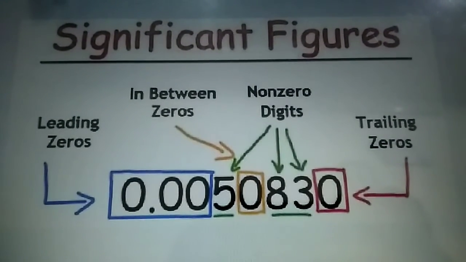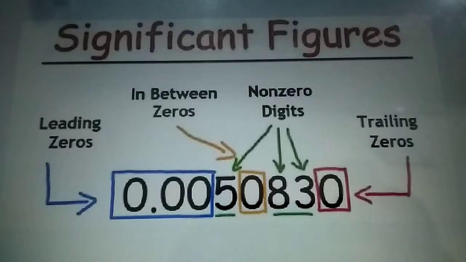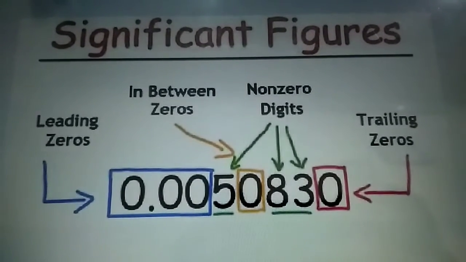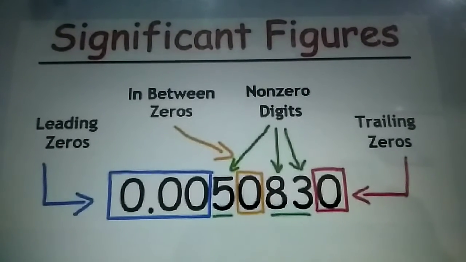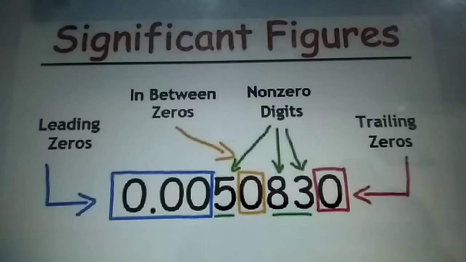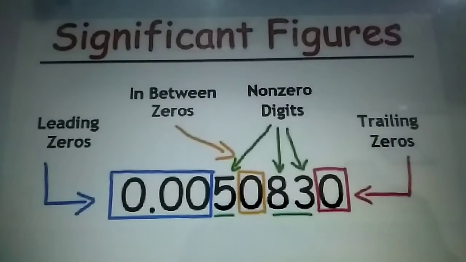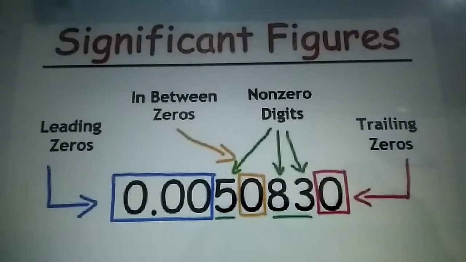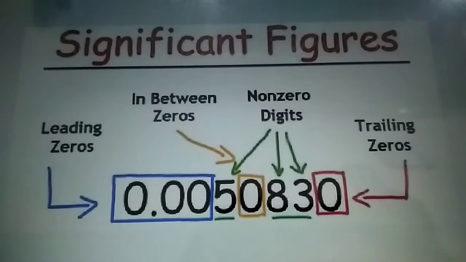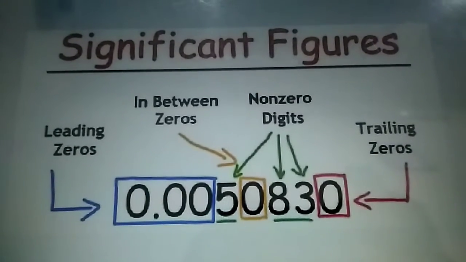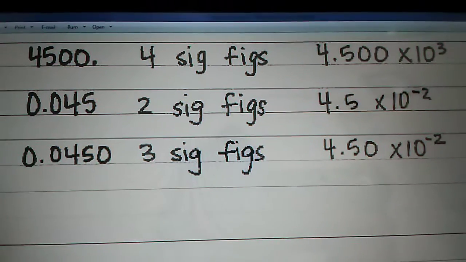From this number, 0.00508830, we shouldn't consider the zeros on the left side because they are not significant, and the zeros on the right side have significance, and the zeros between the numbers have significance. So from this number we will count from 5, and the number is 50830. So the number of significant figures is 5.